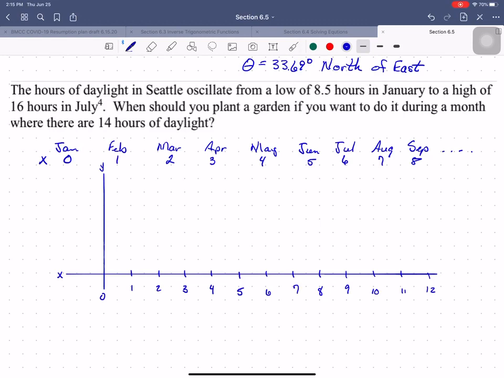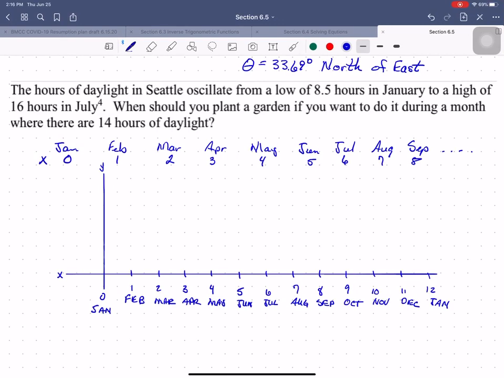So to make this clear, this is January. This is February. This is March. April, May, June, July, August, September, October, November, December, and we'll get back to January. Now my y-axis is my hours of daylight.